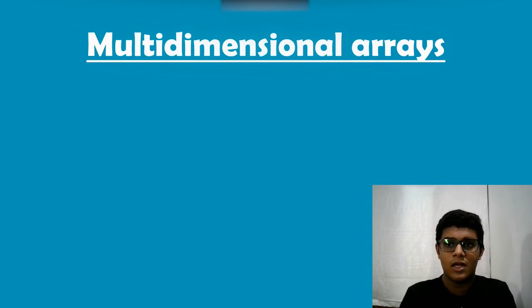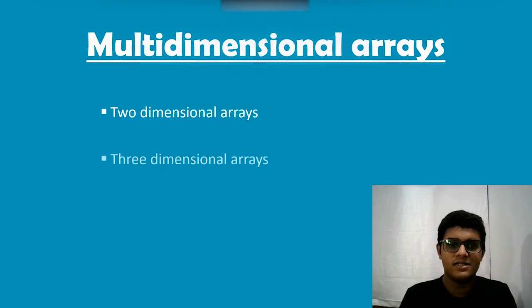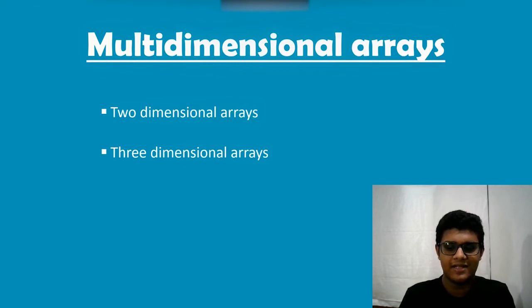Now let's look at multidimensional arrays. Multidimensional arrays are arrays of arrays. They have more than one row and one column. The most common multidimensional arrays are two-dimensional arrays and three-dimensional arrays. Two-dimensional arrays are more commonly used than three-dimensional arrays.